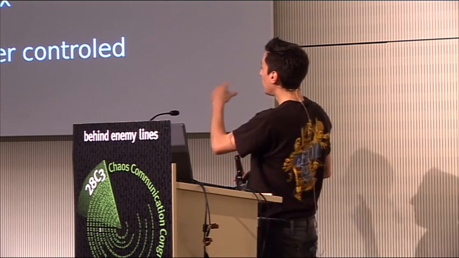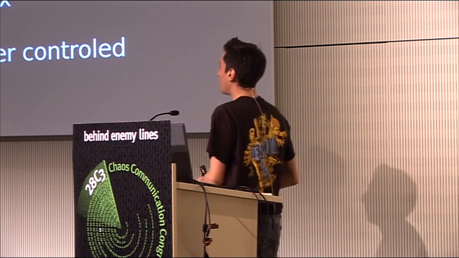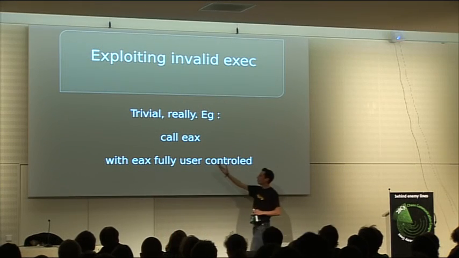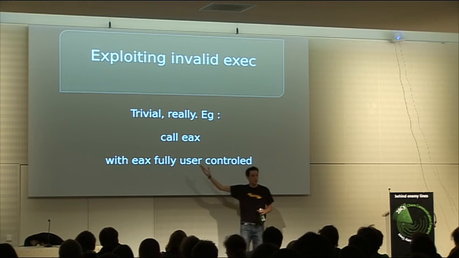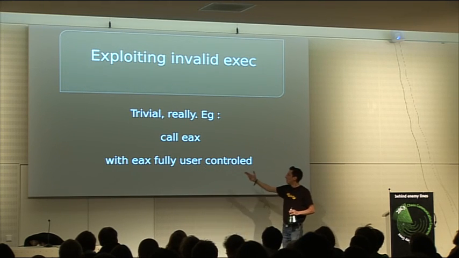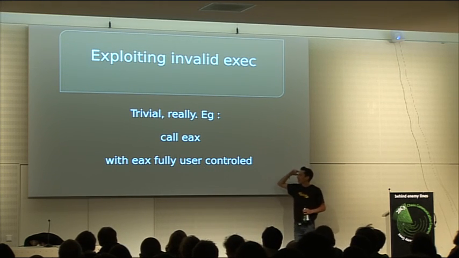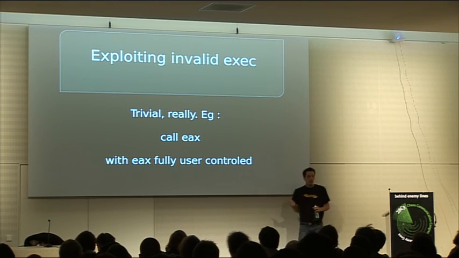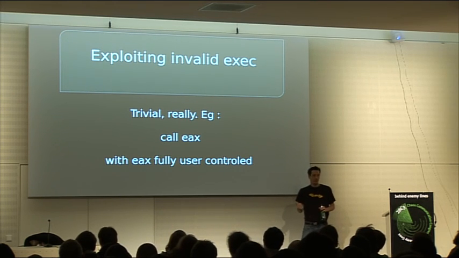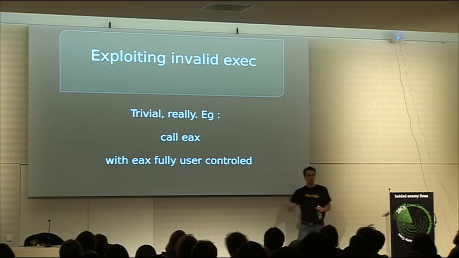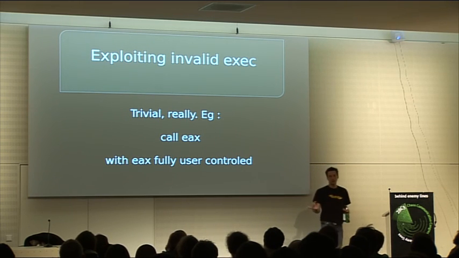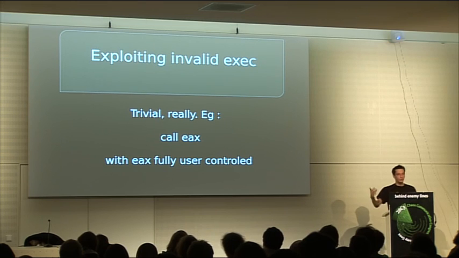All right, so back to the exec thing. Imagine I have call EAX and I have a segmentation fault in that instruction. If I control EAX, this is easy. You make EAX point to data you control and that's it, it's going to be executed. Or you make it point to an interesting routine inside the application.